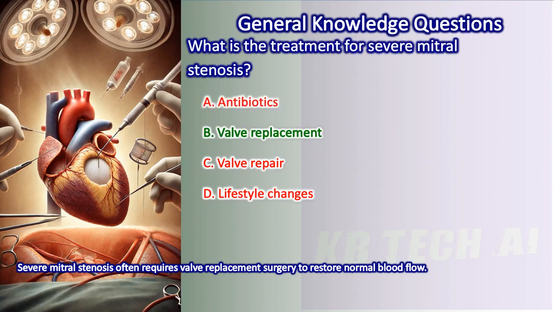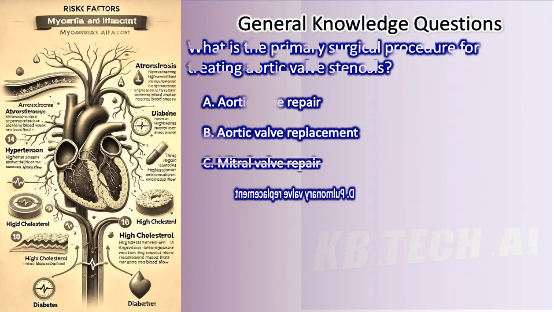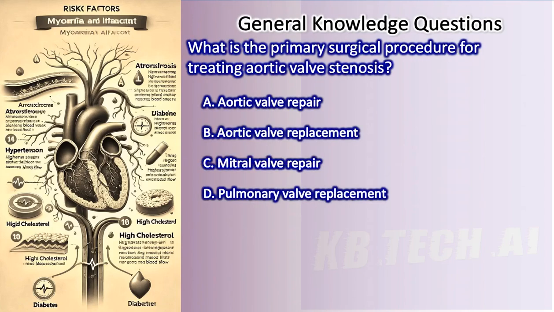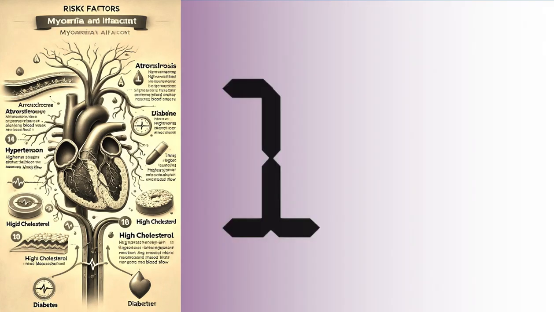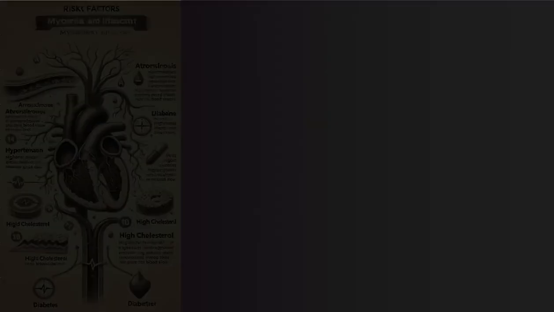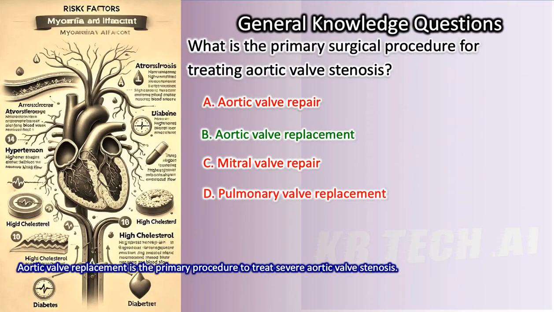Valve replacement. Which is the primary surgical procedure for treating aortic valve stenosis? Option 1. Aortic valve repair. Option 2. Aortic valve replacement. Option 3. Mitral valve repair. Option 4. Pulmonary valve replacement. The answer is option 2.